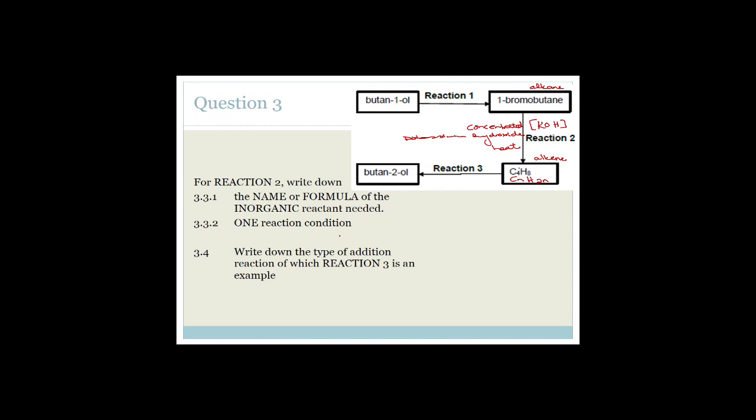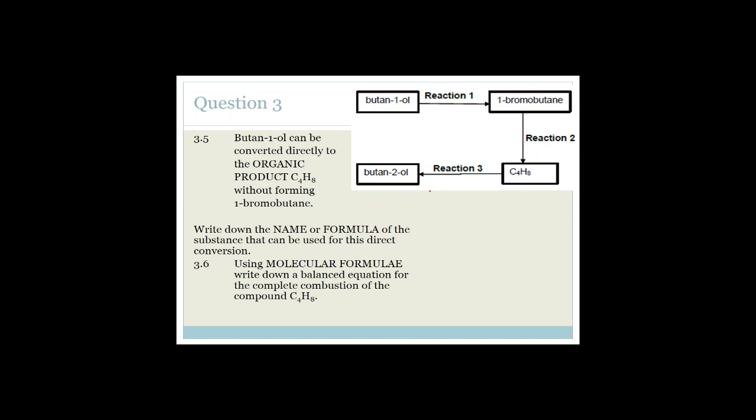Okay, 3.4 says write down the type of addition reaction which must happen. So, okay, we've gone from a double bonded thing, we're going to butanol. So we're actually adding what? We are adding water. So the only thing it can possibly be is hydration, because hydration is the addition of water.